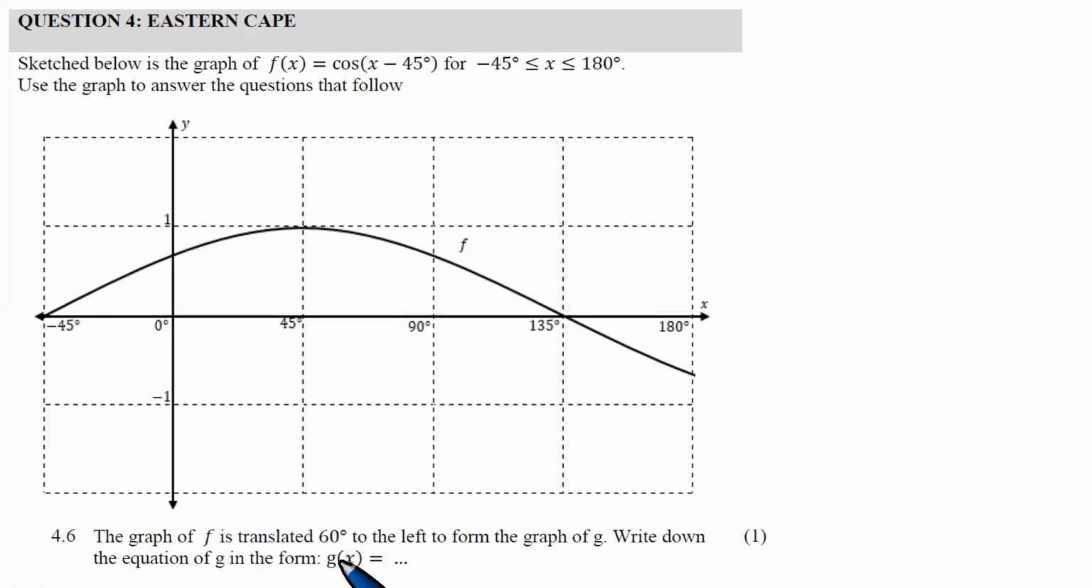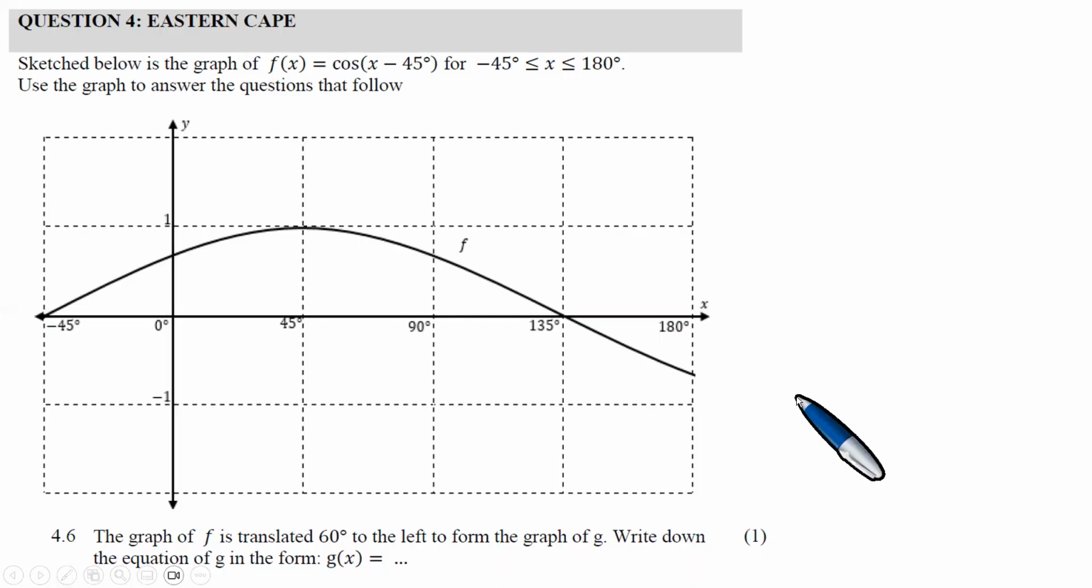So this one here, I'm going to give as homework. The graph of f is shifted 60 degrees to the left to form the graph of g. Write down the equation of g in the form given, for 1 mark. I'm going to send a video in the next couple of minutes, and then you're going to try and do the graph of f. It's translated 60 degrees to the left. Write down the equation of a new function we call g after the translation to the left. Good luck. That is the last question.